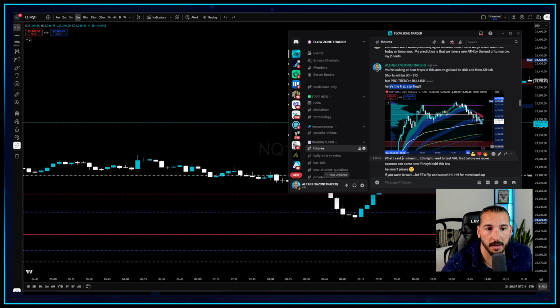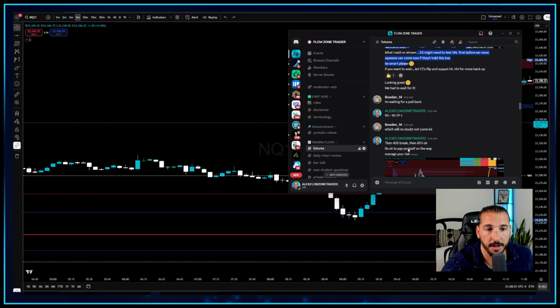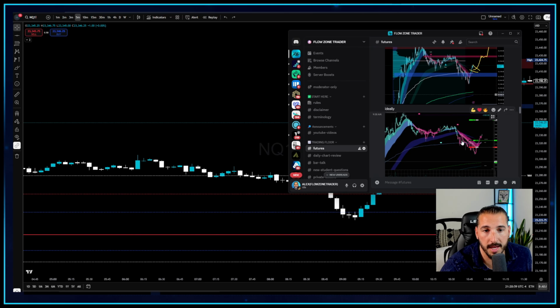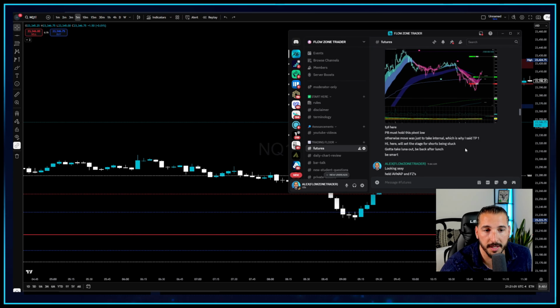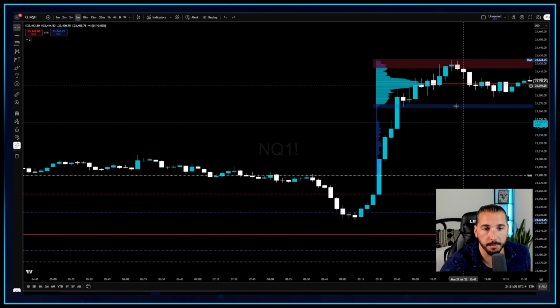Here's the trap starting. What I said on stream: ES might need to test value area low first before this move, and a squeeze can come now if they hold this low. Please be smart, and if you want to wait, we'll let flow zones flip. We'll get into that later. And then you can see down here, I'm looking for a pullback as well for that move back to all-time highs. Now, I draw the whole thing out and I show that I am already in long. I'm already executing off this bounce, looking for the move, and lots of guys started to catch it with me.